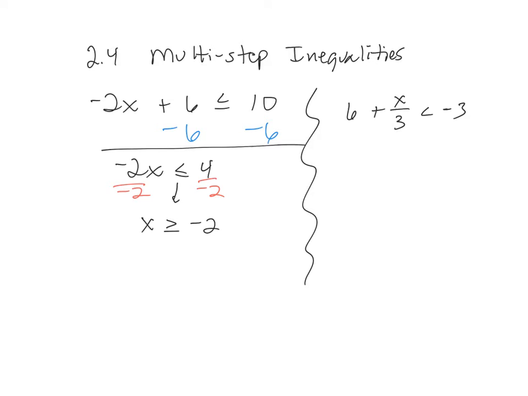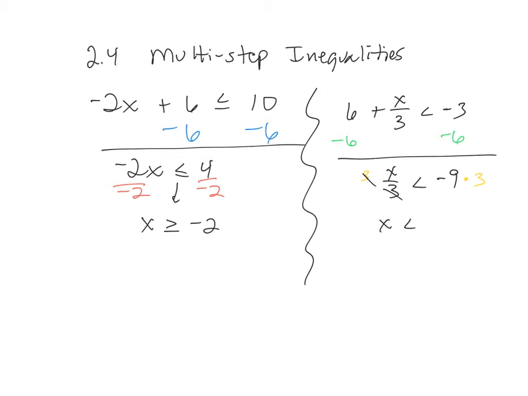If we had this one, you would start by subtracting the 6. And then that means x divided by 3. So we're going to do the opposite, and we're going to multiply by 3.